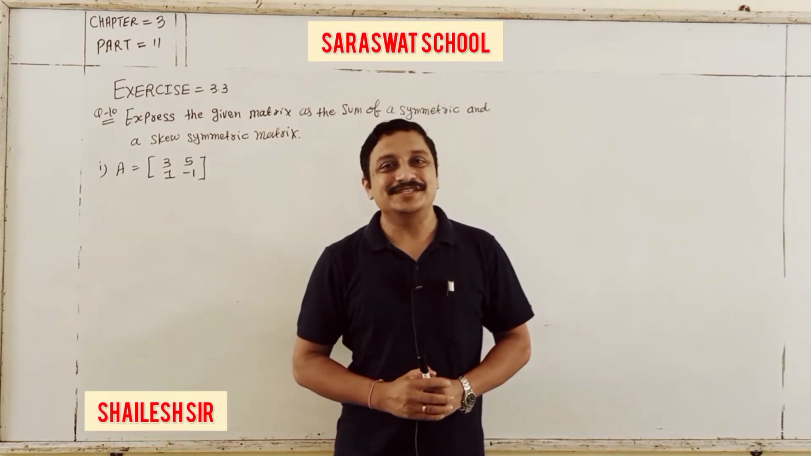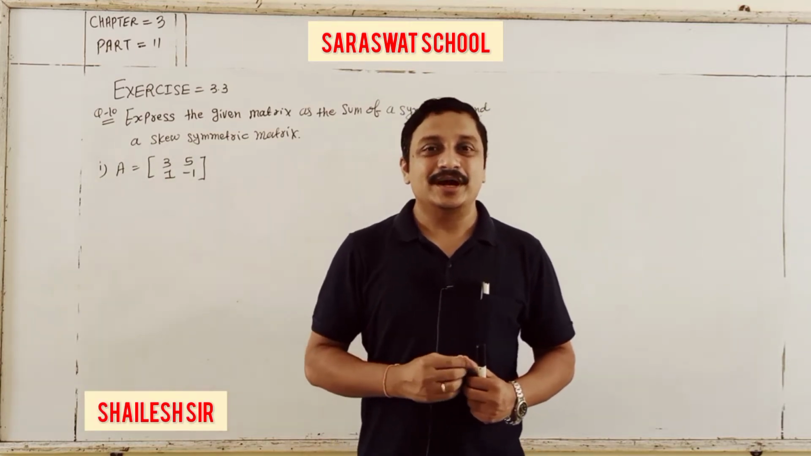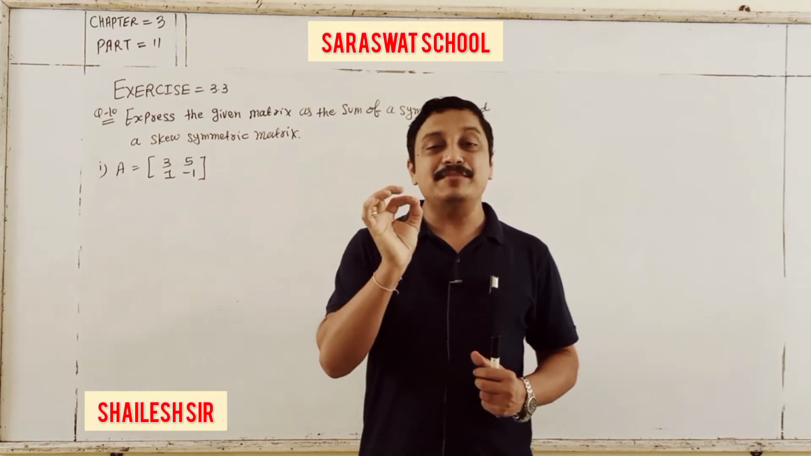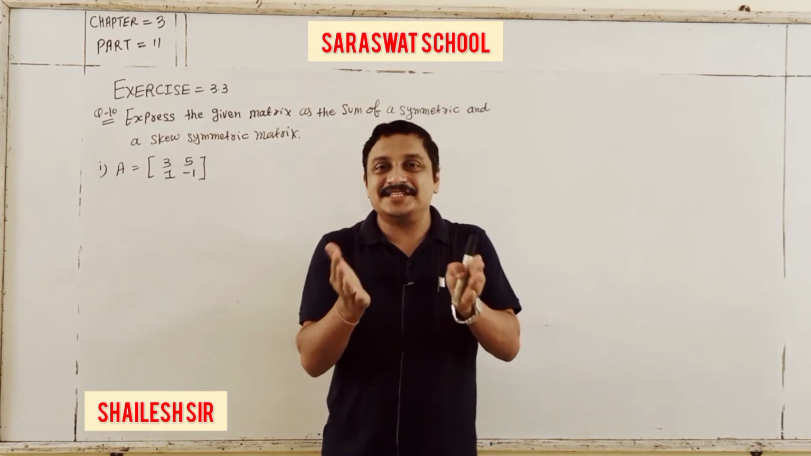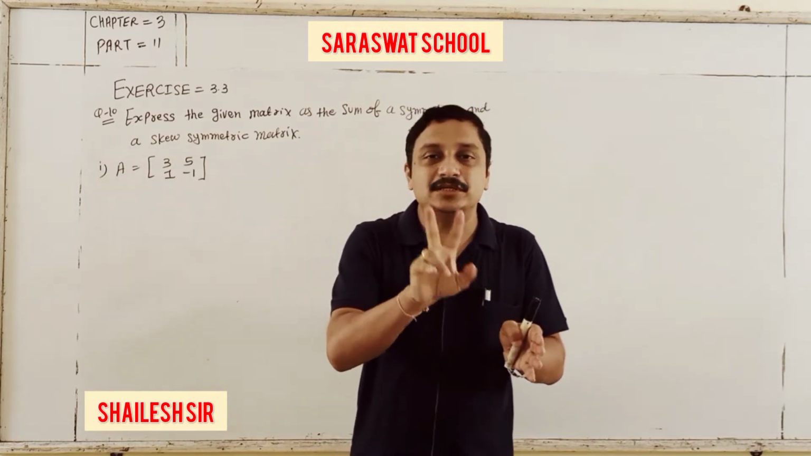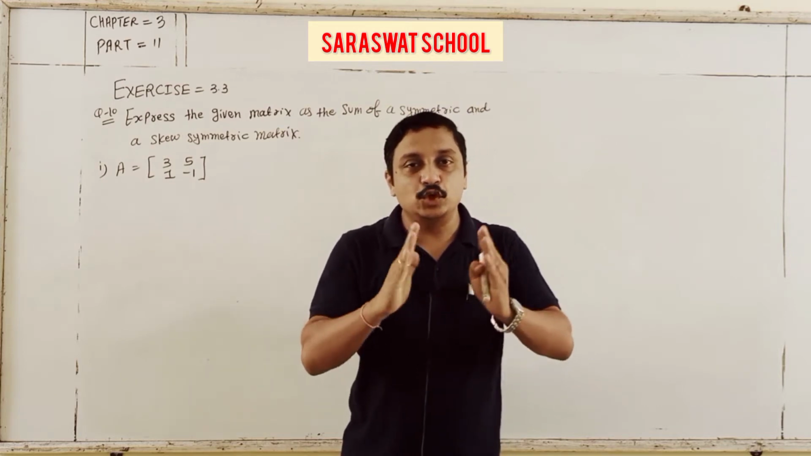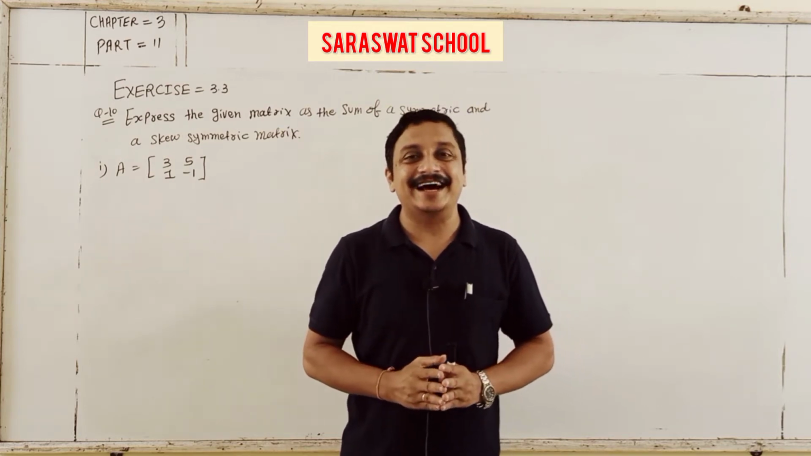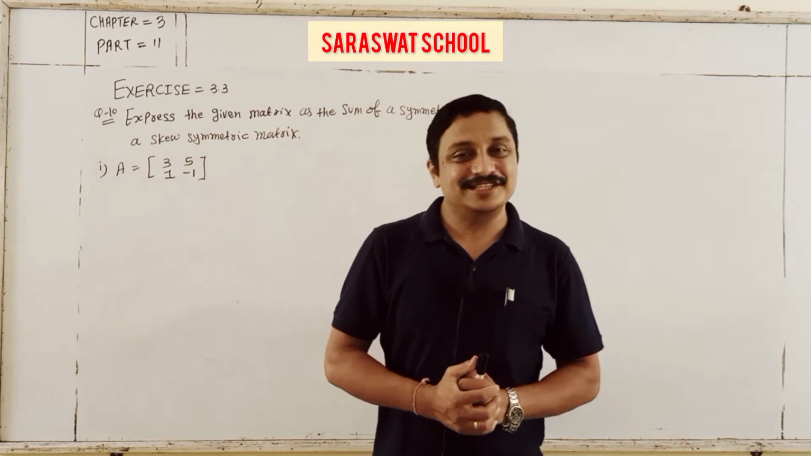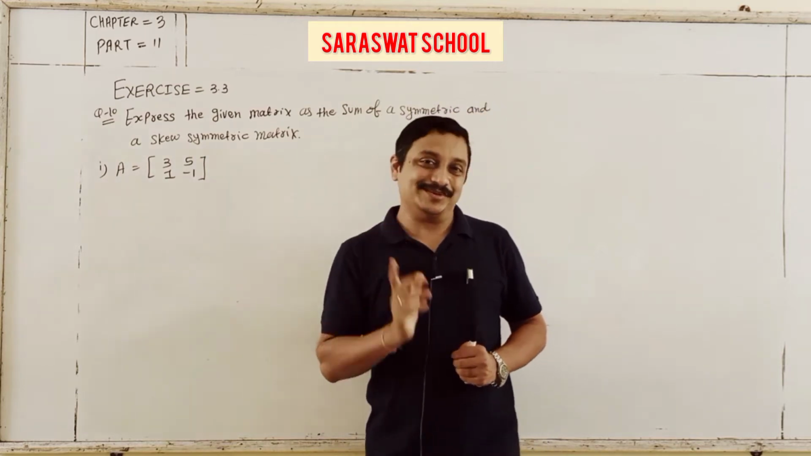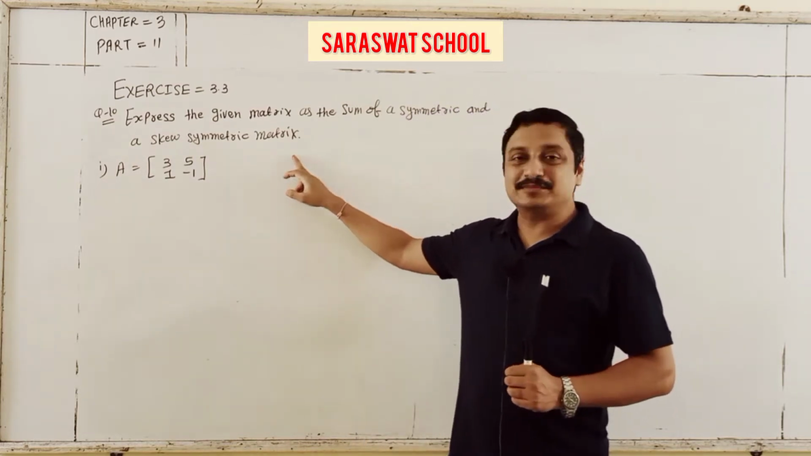In matrices, students, today I continue our new topic. Any matrix can be represented as a sum of two parts, one symmetric and the second skew symmetric. So let's start question number 10.